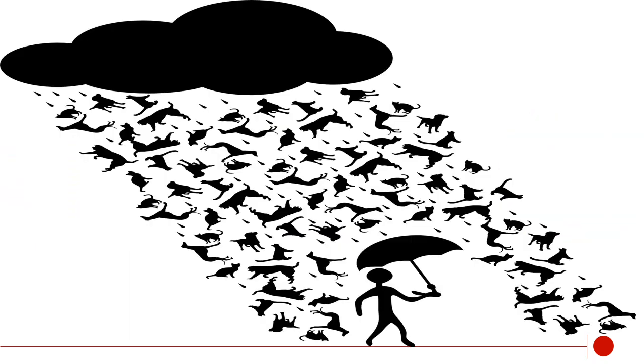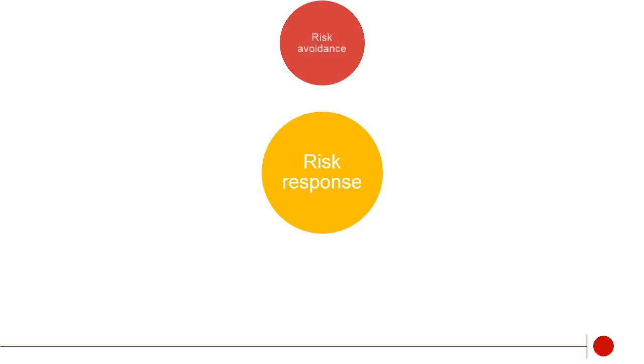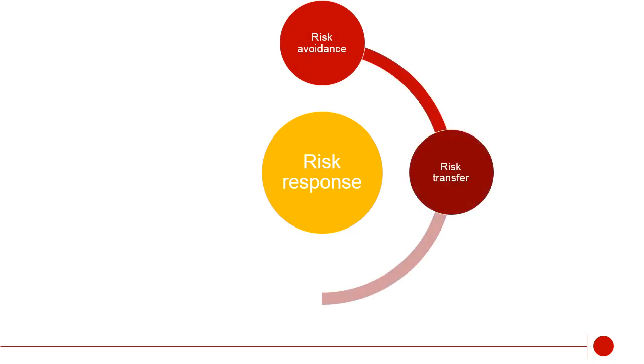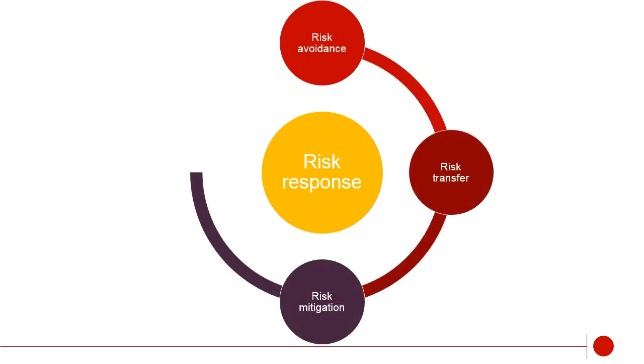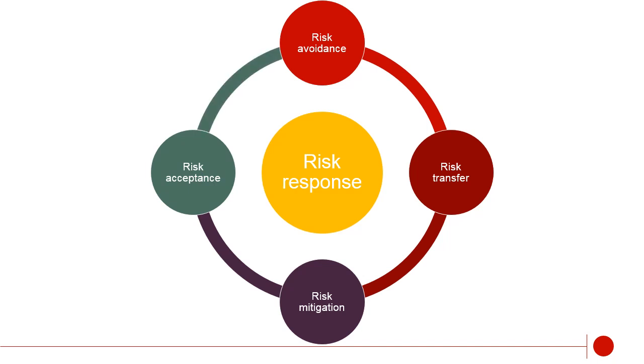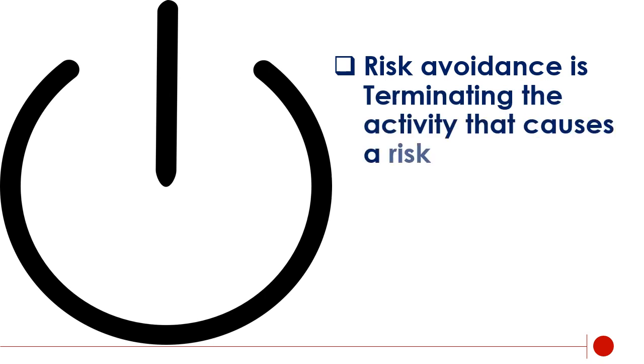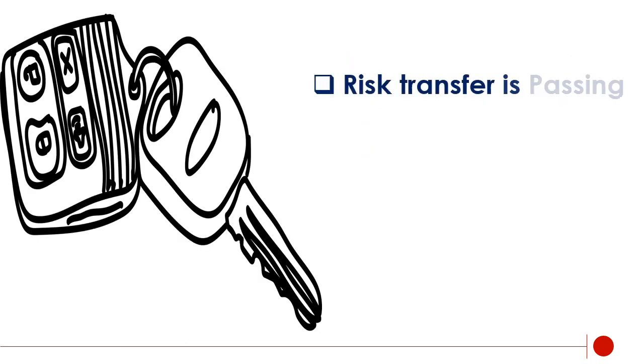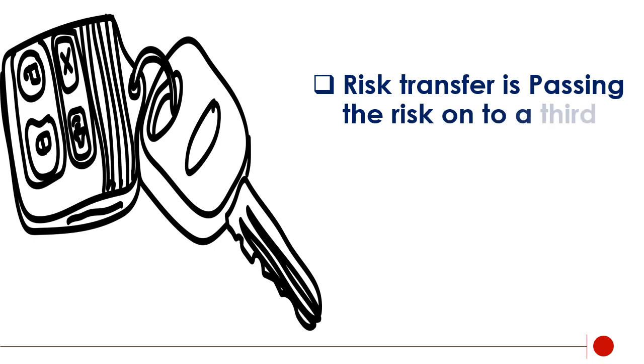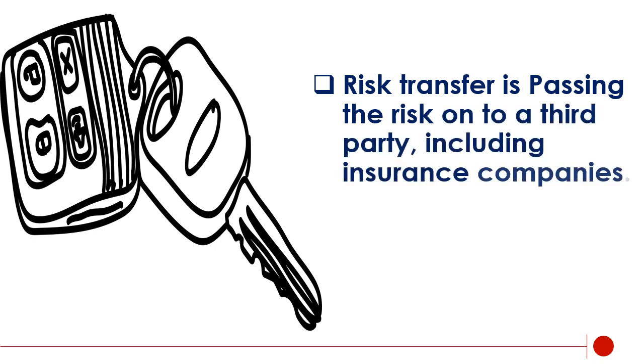Risk response. Four methods are used to handle risk: risk avoidance, risk transfer, risk mitigation, risk acceptance. Risk avoidance is terminating the activity that causes a risk. Risk transfer is passing the risk on to a third party, including insurance companies.